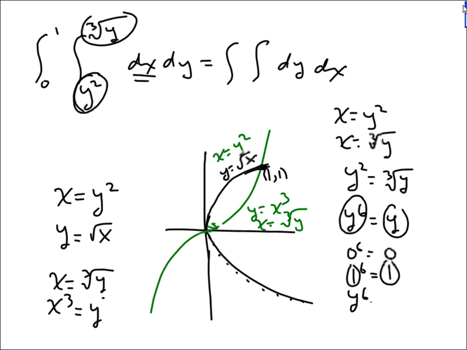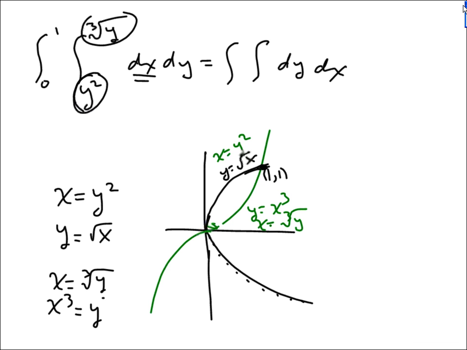And if you really wanted to solve it rigorously, you factor. Now you can factor out a y. And this is 0 when y is 0. And this is 0 when y is 1. If y to the 5th is 1, then y is 1. So it does cross at 0 and 1. That's good to know.